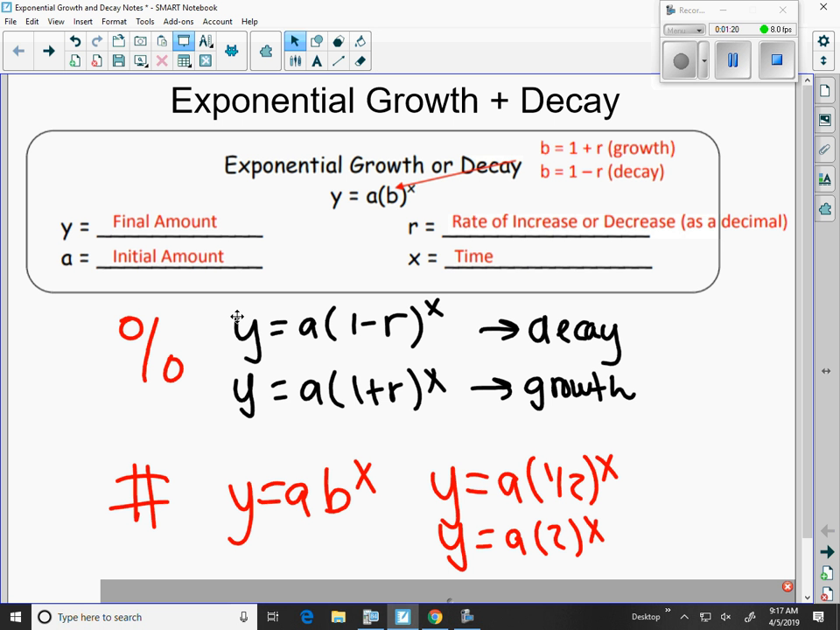We're going to be working with the percentages, so we're going to be working with these. But you can have situations where things are doubling, tripling, halving, whatever it may be. So those are the differences. We're going to be working with the growth and decay, the 1 plus R, 1 minus R, but I just wanted to touch on that briefly.